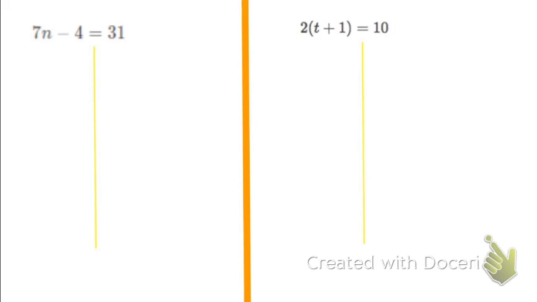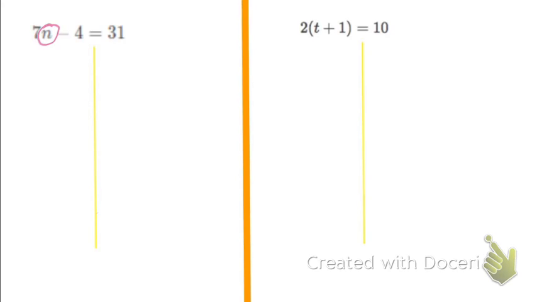So the one on the left here, what you're doing is you look at the variable, the letter, and ask yourself what's keeping it from being by itself, because we want to know what does n equal. So I notice that n is being smushed up against a 7. That means that it's being multiplied by 7. And also there's a -4.